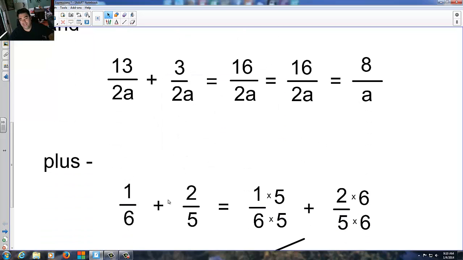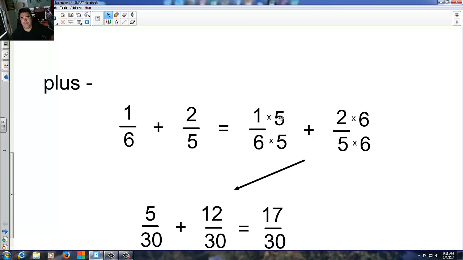Plus, if you have 1/6 plus 2/5, we have to make the bottoms the same. To do this, 6 and 5, the least common multiple is 30. So I'm going to take 6 times 5, but I'm going to times the bottom by 5. You got to times the top by 5, because with fractions, you can do that if you do it to the top and bottom. For this one here, to make the 5 into a 30, I times the bottom by 6, and also times the top by 6. Alright.